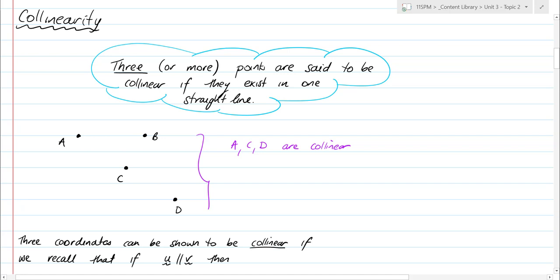3 or possibly more points are said to be collinear if they exist in one straight line. So as you can see there, I've drawn 4 dots and I've shown you a situation where A, C and D are approximately collinear. B is not collinear with any other pair. Obviously B does form a straight line between each individual other dot, but B doesn't form a straight line with 2 other dots in this particular situation, so it's not collinear. Does anyone have any question about that definition? That's collinearity.